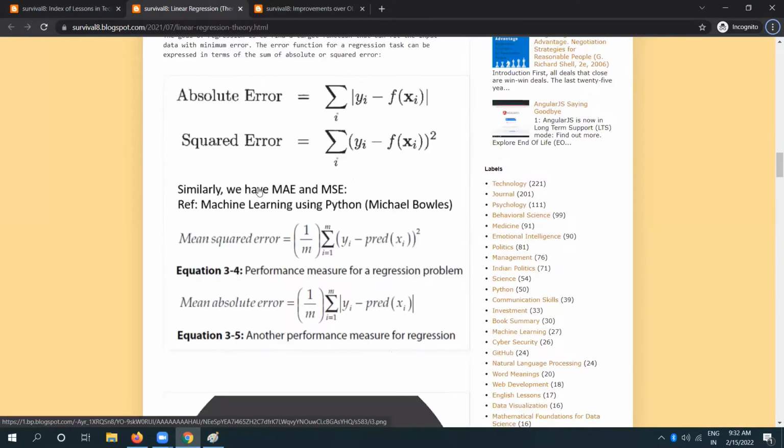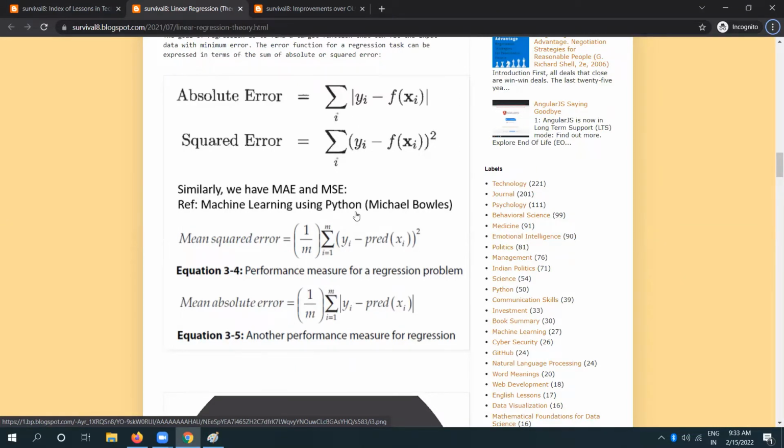Now, if we move further from absolute error and squared error, there is mean squared error and mean absolute error also, which basically means that you have a number of points and you divide by that number. M is the number of data points, and you divide the whole absolute error or squared error by M.